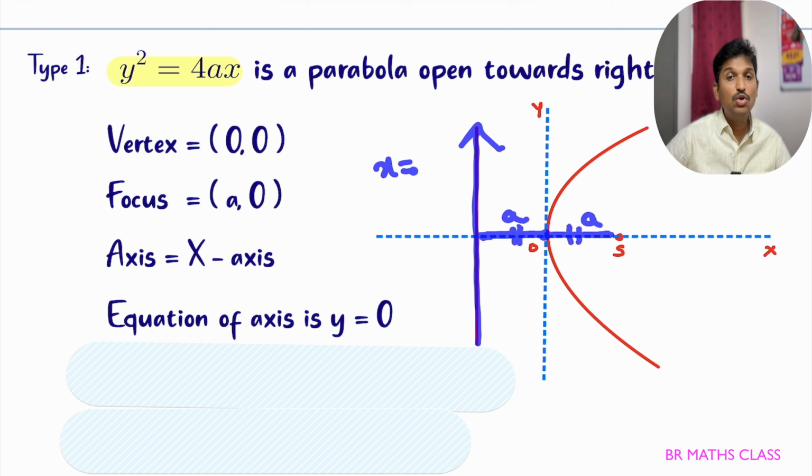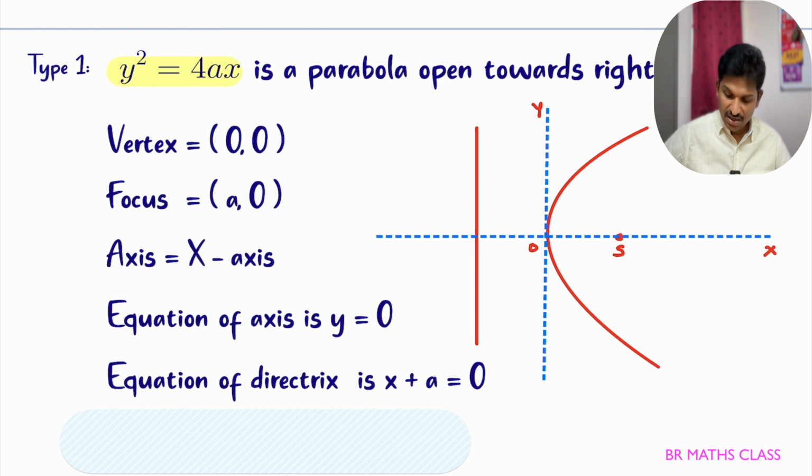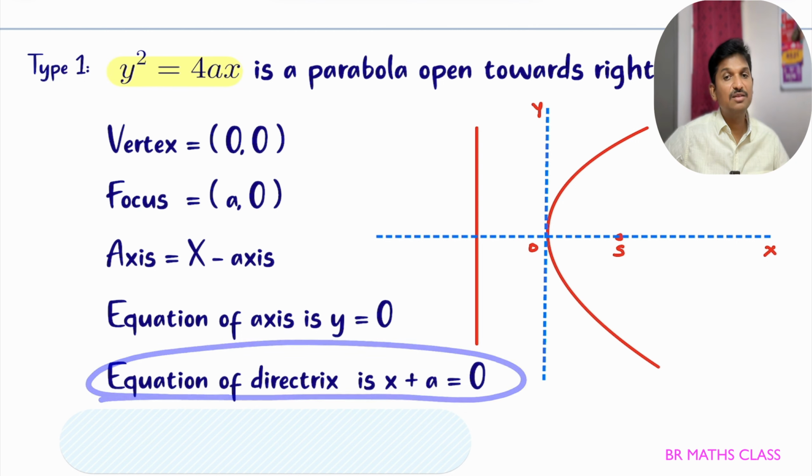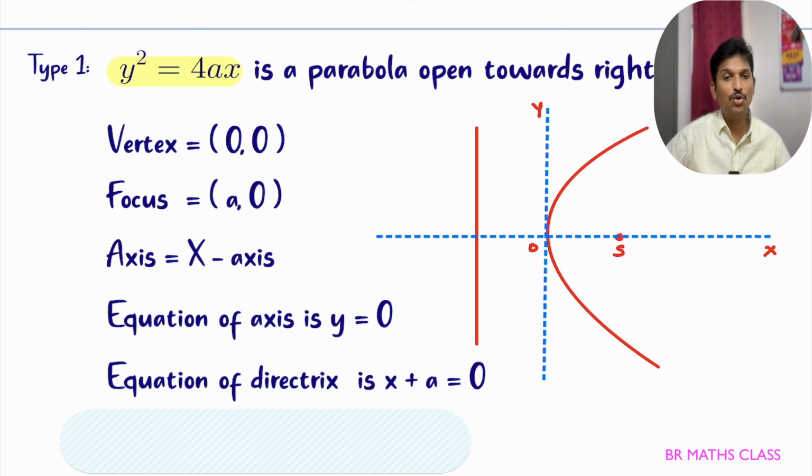This is towards the left side of the origin. So we will write x equal to minus a. Take minus a to this side, what will you get? x plus a equal to 0. So, what is the equation of the directrix in the standard form of parabola y square equal to 4ax? See here, the equation of the directrix is x plus a equal to 0.